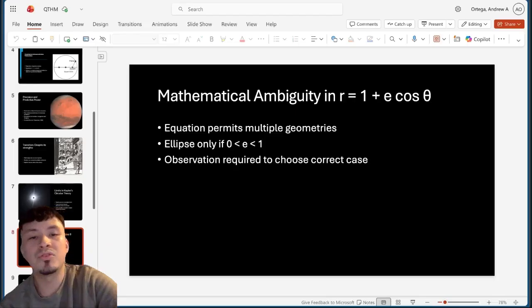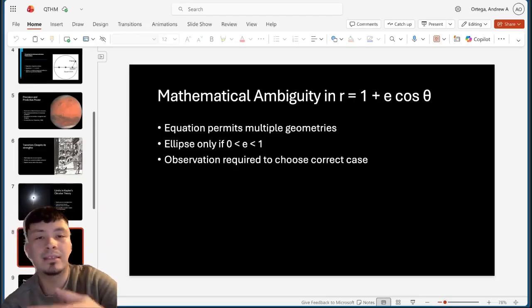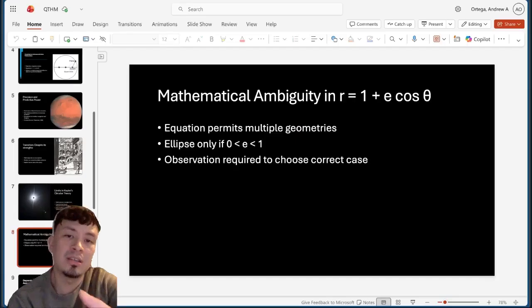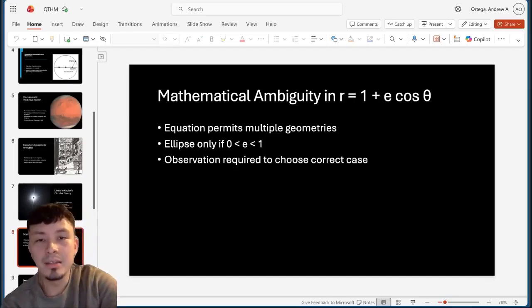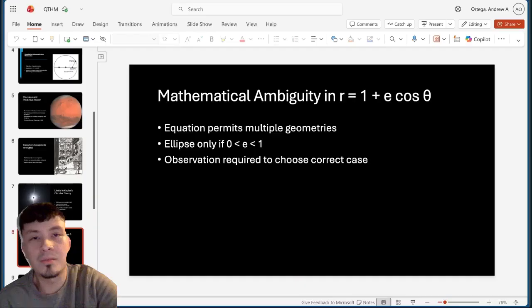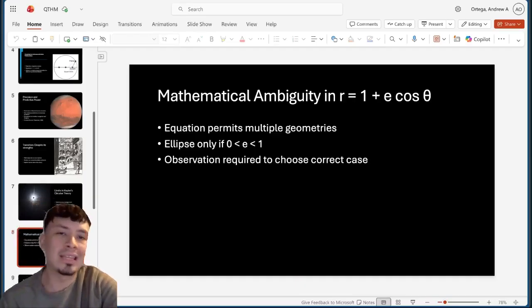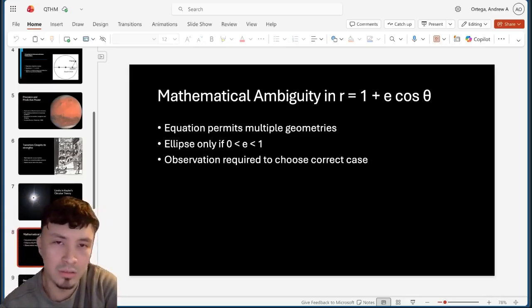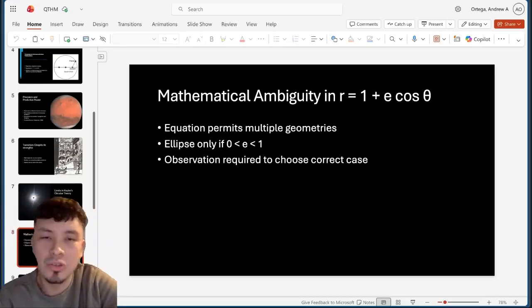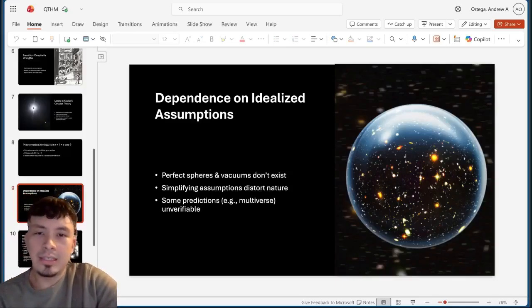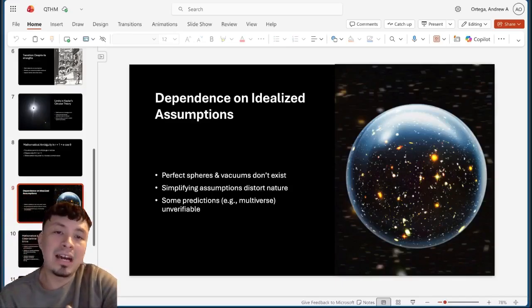And this ambiguity reveals a core limitation. Mathematics describes the possibilities; astronomy must determine which possibility is real, because not all of them will be real. Without observational data, the math alone cannot really decide, right? So you have to be very careful about what models to choose and what mathematics to solve when trying to solve astronomical work.